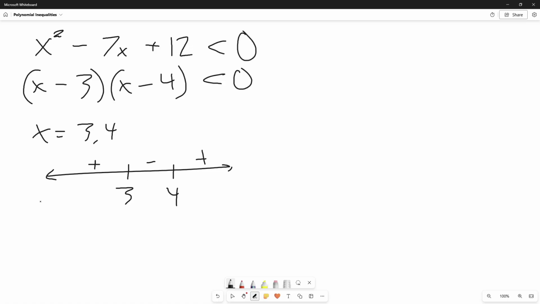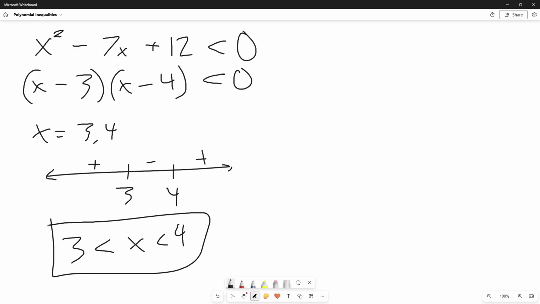So we have all our signs. From negative infinity to 3, this equation is positive. From 3 to 4, it's negative. From 4 to infinity is positive. But the inequality asked for when the equation is less than 0, meaning when it's negative. So it's just going to be this region in between 3 and 4. So you can write 3 is less than x, which is less than 4. That's your final answer. And if you had it instead less than or equal to 0, then you would also include your solutions in your inequality. So you would just do this.